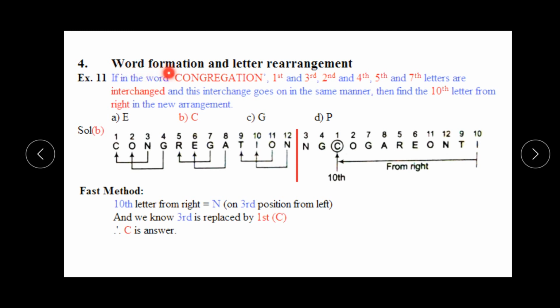The next type is word formation and letter rearrangement. In this type there is a word and we take some positions of letters by which we make some meaningful words. Okay, let's see. If in the word congregation, the first and third, second and fourth, fifth and seventh letters are interchanged, and this interchange goes in the same manner, then find the 10th letter from the right in the new arrangement. We can solve this question also in 2 ways.